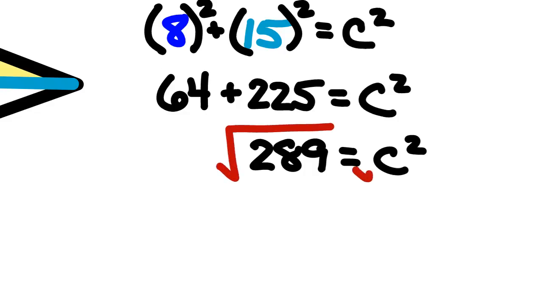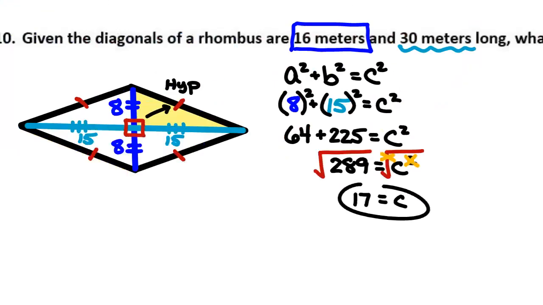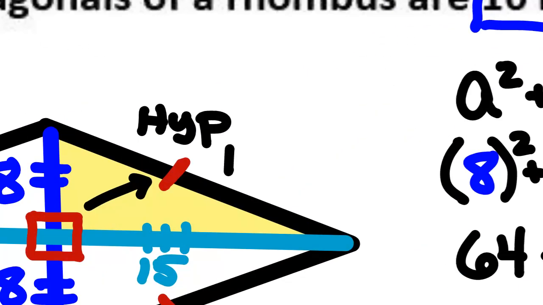Square root it. If you do it to one side, you got to do it to the other side. The whole reason we're square rooting is so that we can get rid of this squared that's on the C. And what is the square root of 289? 17. So C is 17, which is not my final answer, but I needed that.